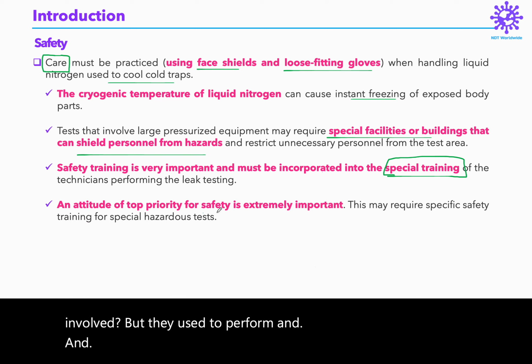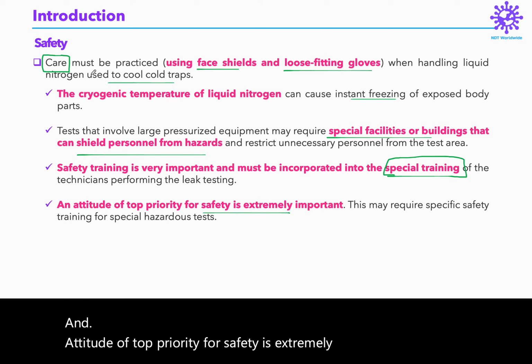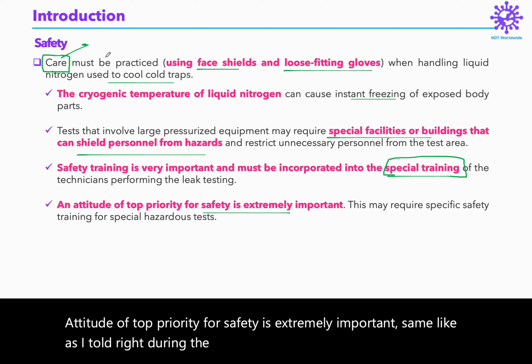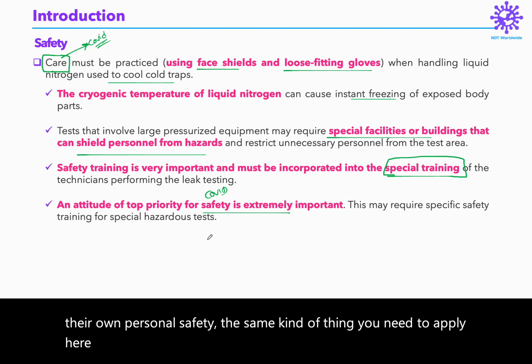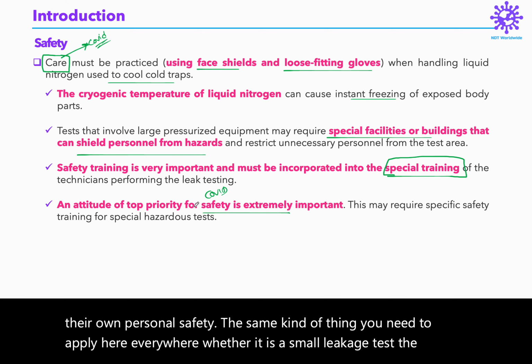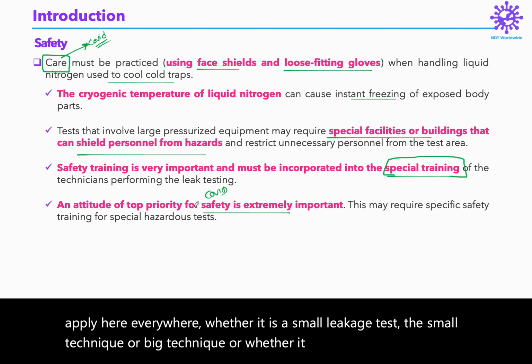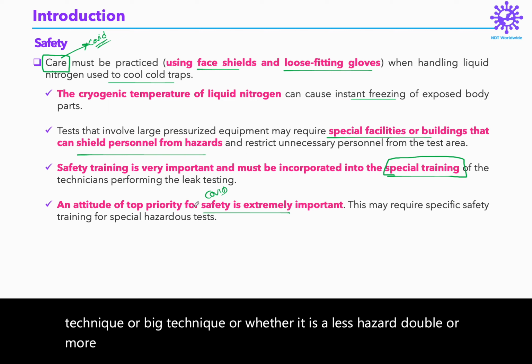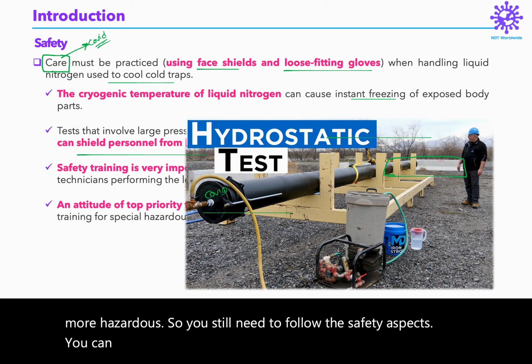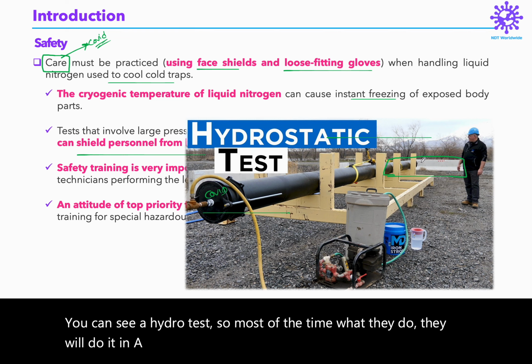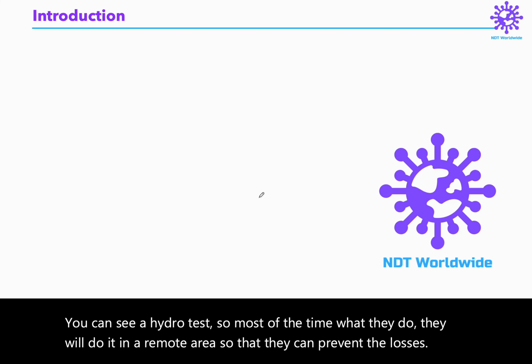An attitude of top priority for safety is extremely important. Same as I told you, during the COVID time, how people responded to their own personal safety, the same kind of thing you need to apply here everywhere, whether it is a small leakage test, a small technique or a big technique, whether it is less hazardous or more hazardous, you still need to follow the safety aspects. You can see here hydro test. Most of the time they will do it in a remote area so that they can prevent the losses.